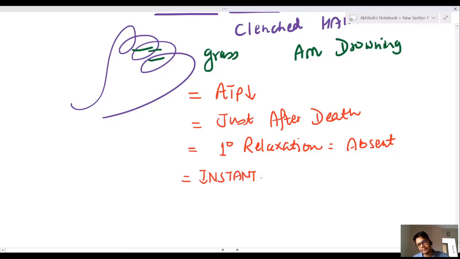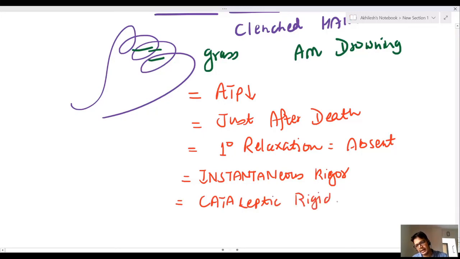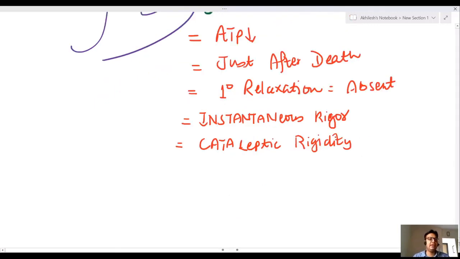It is known as instantaneous rigor. It is also known as cataleptic rigidity. ATP depletion just after death. The primary relaxation phase is absent. It is instantaneous rigor or cataleptic rigidity, also known as.